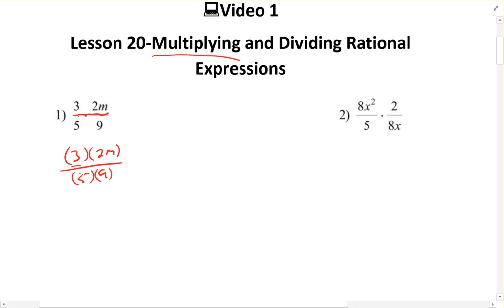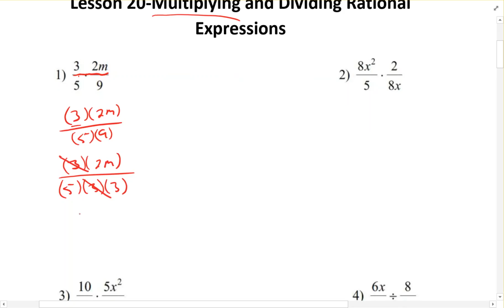If I rewrote this expression up here as 3 times 2m over 5 times, and we wrote it like 3 times 3. Well, if we did that, now you can see that I've got a 3 up here and 3 down there. What I would have left is just going to be 2m over 5 times the 3 that's left there, which is 15. And that would be my answer, because I would normally have to say where m is not allowed to be equal to.